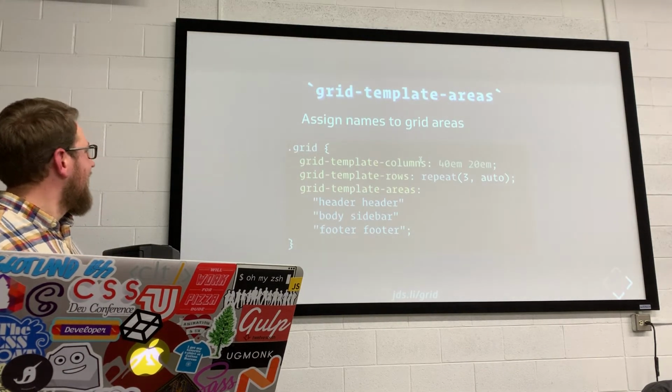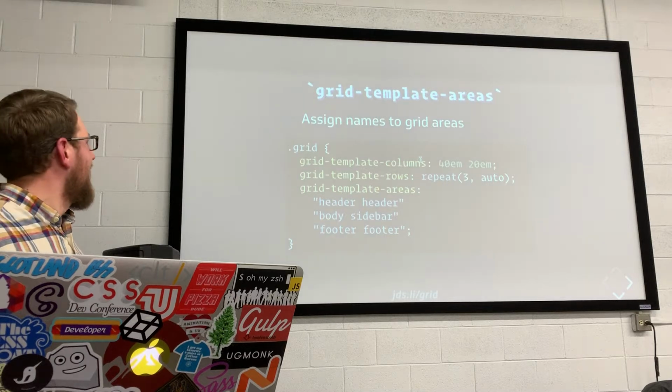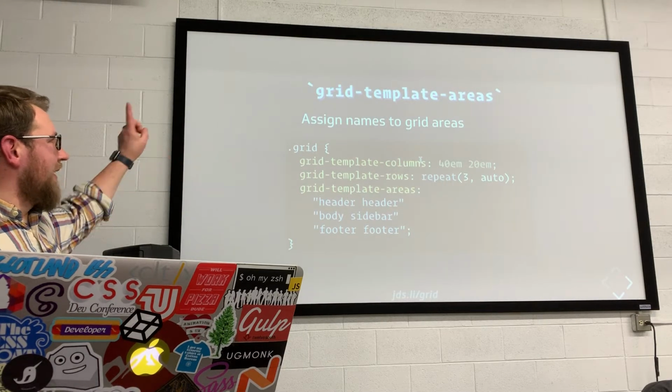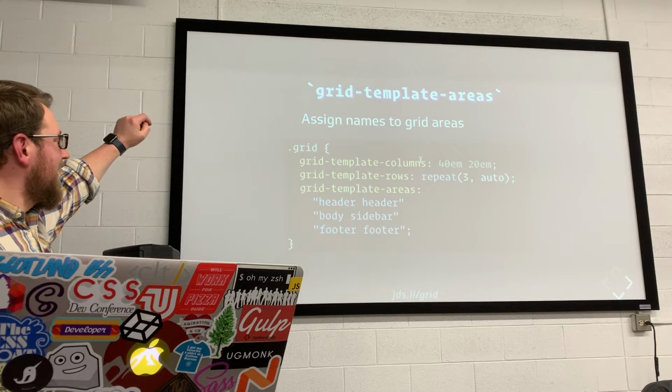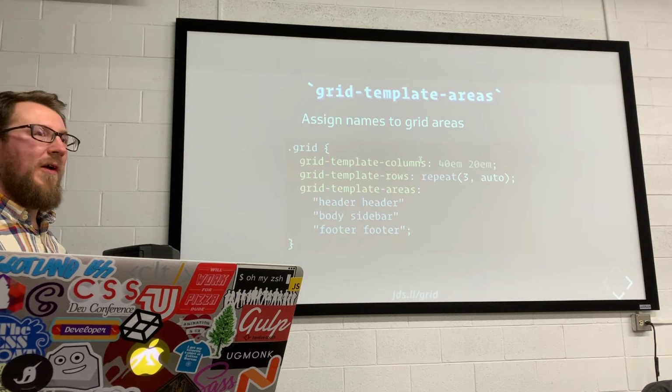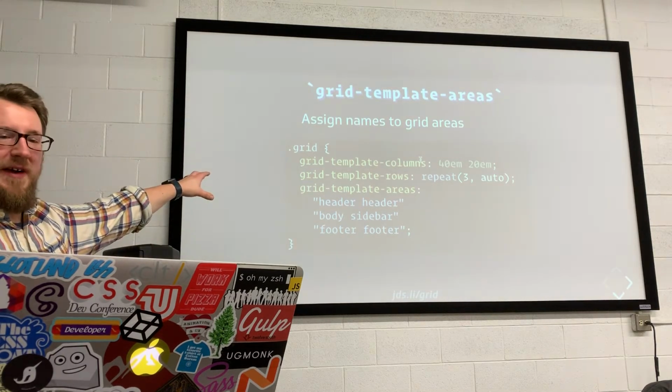So here is, sorry for the back row, that's a little tiny for you. We're doing grid template columns. One column is 40 M, second column is 20. We're gonna do 3 rows. They're all auto height. And then I'm gonna name some areas.